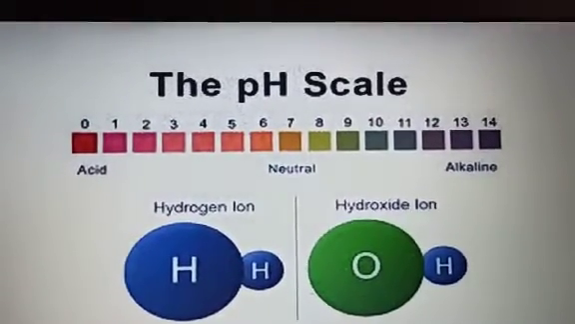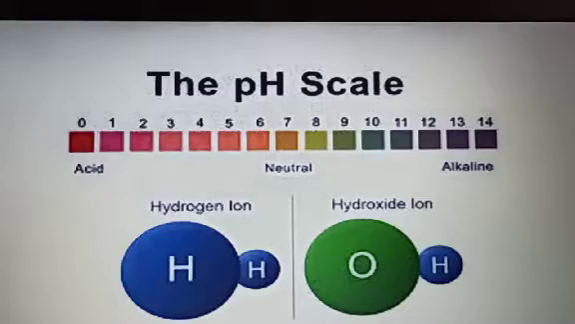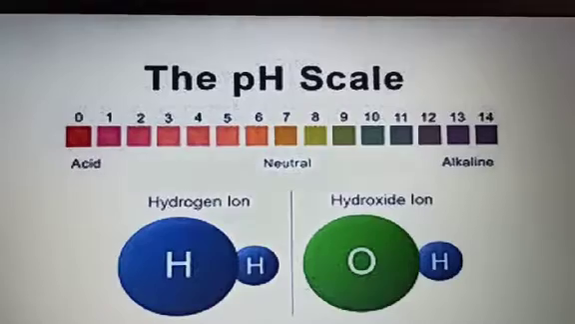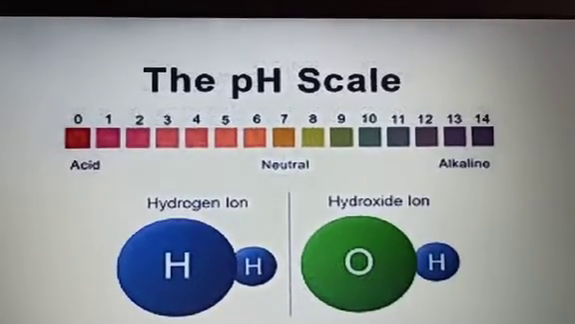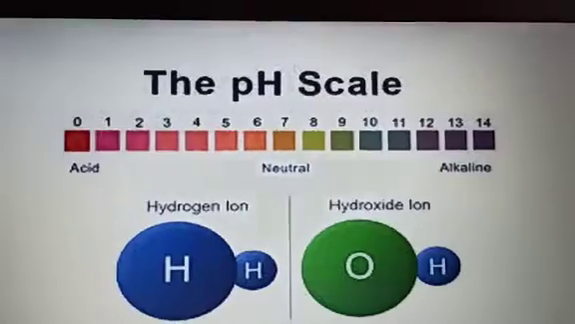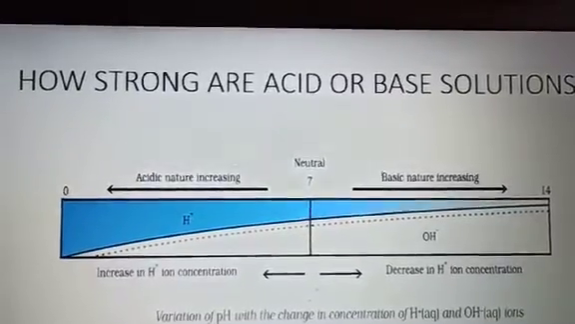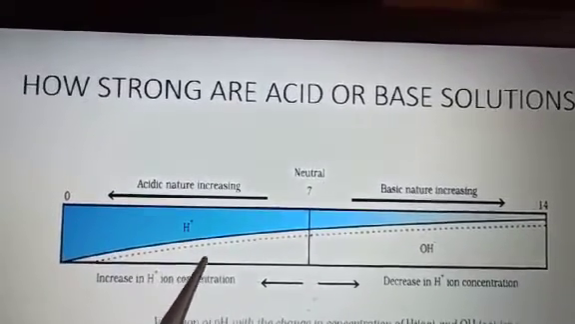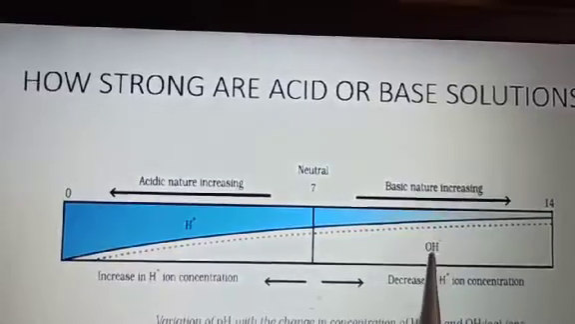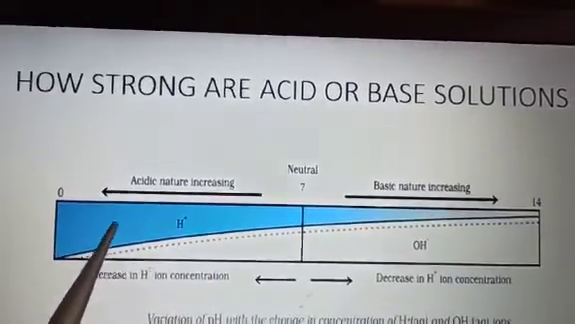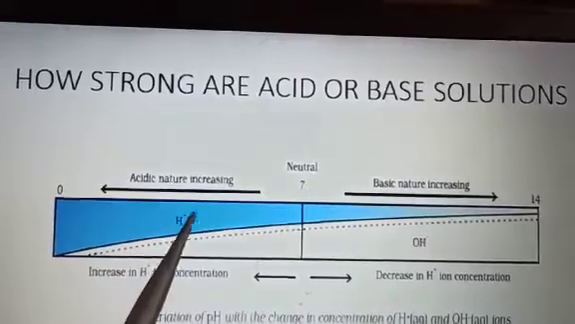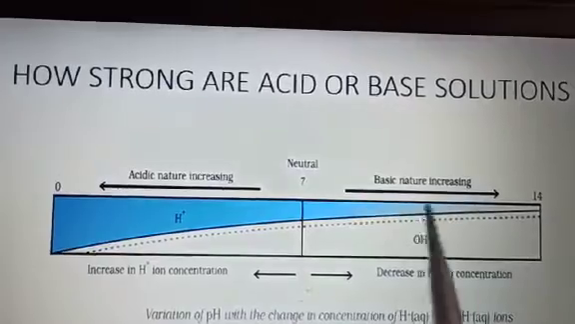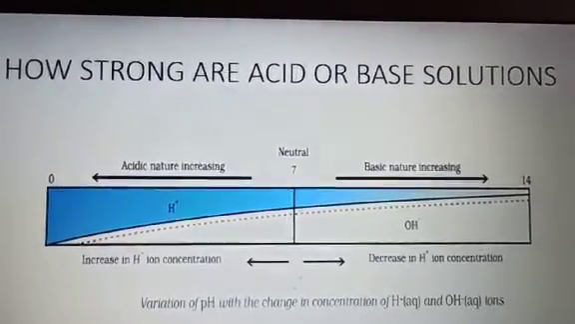And always remember, though sometimes it is asked, if a substance is an acid, it will have only H+ ions, not OH- ions, right? You should always understand that whether the substance is an acid or a base, it has both ions, H+ ions and OH- ions. Here also you can see H+ ions and OH- ions. But the thing is, in case of an acid, the H+ ions are more than OH- ions. In case of a base, the OH- ions are more than H+ ions. So please remember this concept.